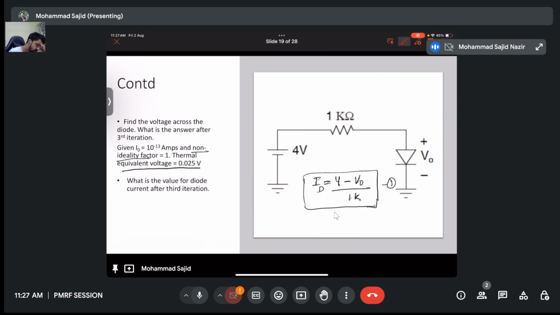Another question is to find the voltage across the diode. I naught is 10 raised to the power minus 13 amps. I naught is called the reverse saturation current.